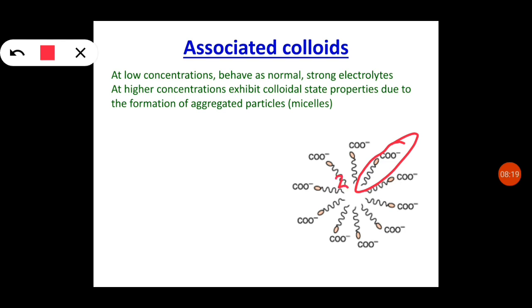See, this zigzag portion is the lyophobic tail, which is solvent hating, and this end, this COO minus, this end is lyophilic, which is towards the solvent. So all the lyophobic tails, they are directed inwards and they form a sphere-like structure. This structure is known as micelle.